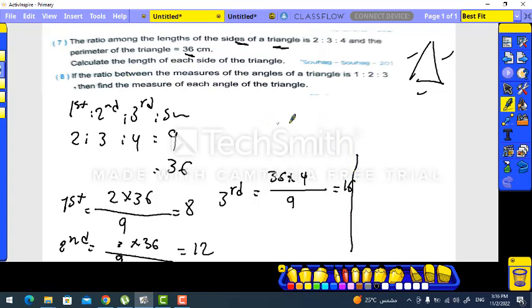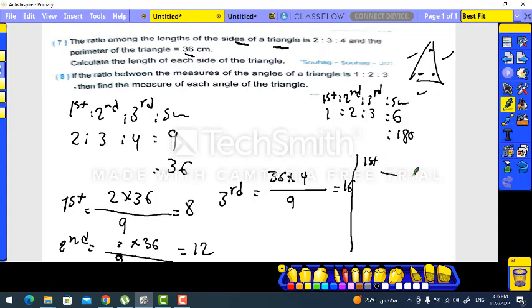The ratio between the measures of the angles of a triangle is 1 to 2 to 3. Then find the measure of each angle. Yes, as we know, we haven't here any number related to sum or difference. Yes, because we have here a hidden sum. Why? Because for all the angles of any triangle, the sum of the angles is 180. So I will write here the same first, second, third, and 1, 2, 3, and the sum. The sum here is 6, and the real sum is 180.